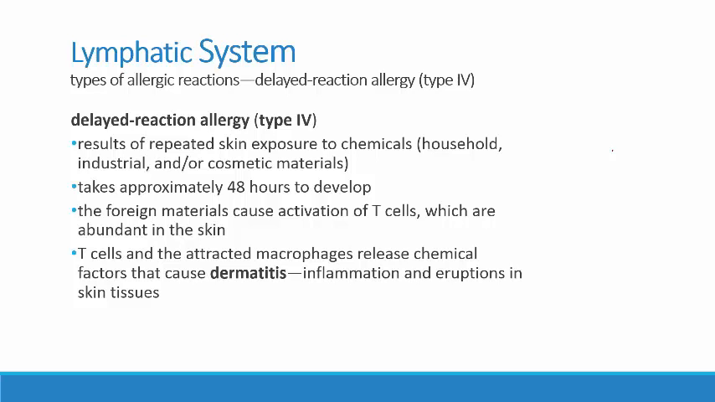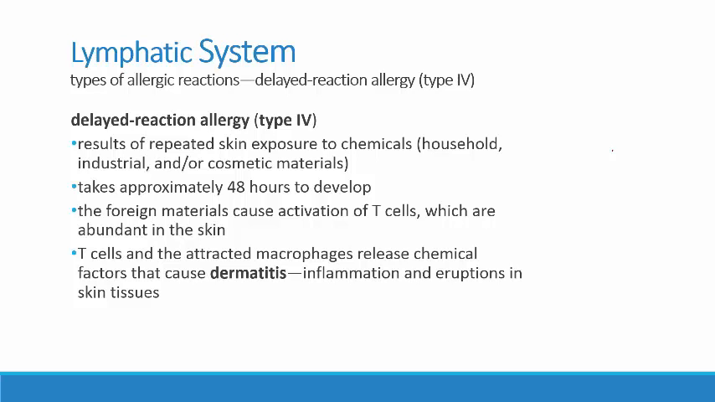Okay, so the last type of allergic reaction is the delayed reaction allergy, and this is generally the result of repeated skin exposure to chemicals. So household chemicals, industrial chemicals, sometimes even cosmetic materials can stimulate this delayed reaction allergy. And it is a very slowly progressing allergy. It can take up to 48 hours for it to fully develop.